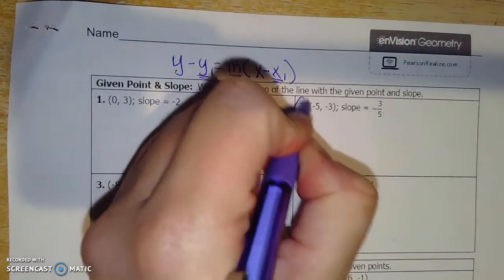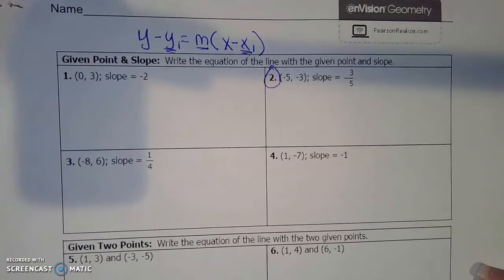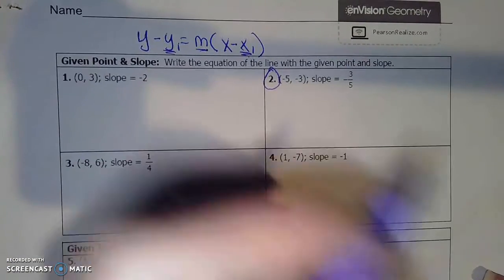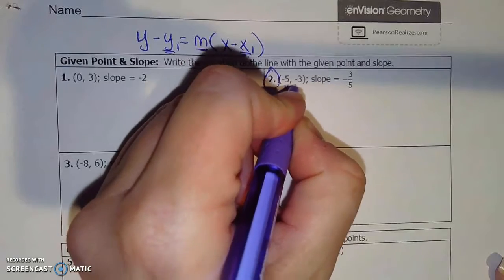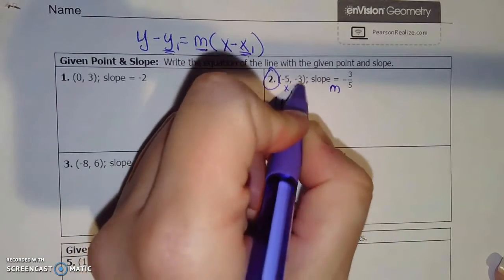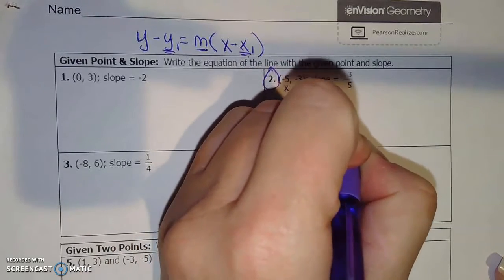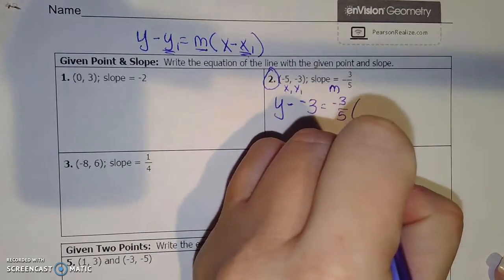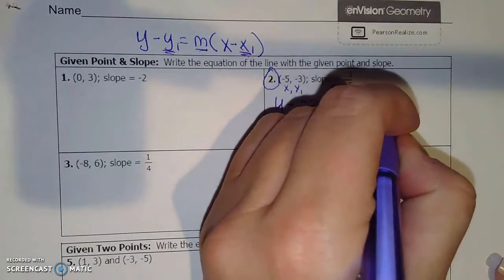I'm going to do this one for you, just this one, because I think you guys did really well with the rest of them. So I plug in: y minus, here's my point, this is my x1, this is my y1, and slope is your m. So I do y minus y1, which is -3, equals my slope, -3/5, parentheses, x minus, my x1 is -5.